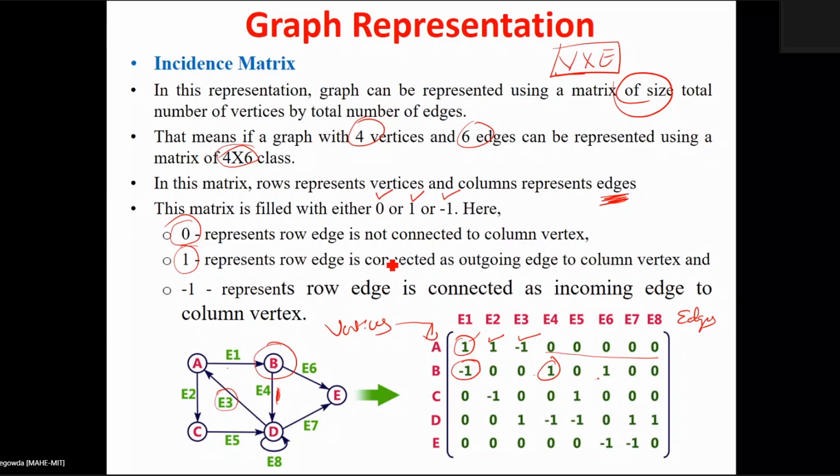So what you need to remember in this case is that 0 is used to represent a row edge which is not connected to a column vertex. 1 means the row edge is an outgoing edge. -1 means the row edge is an incoming edge.